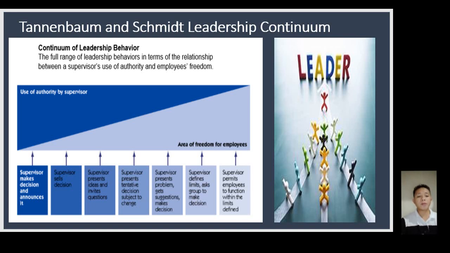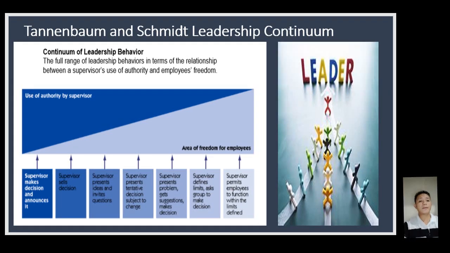In the illustration model, at one end are managers who simply tell their employees what to do. At the other are managers who are completely hands-off. That is why most managers will lie somewhere between these two extremes. It has 7 levels of delegated freedom.